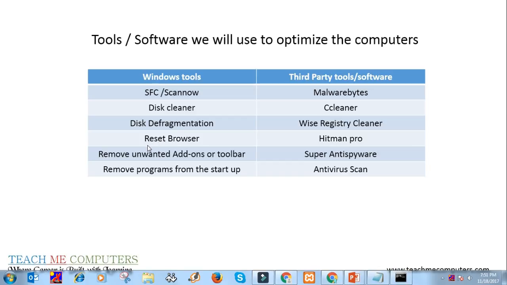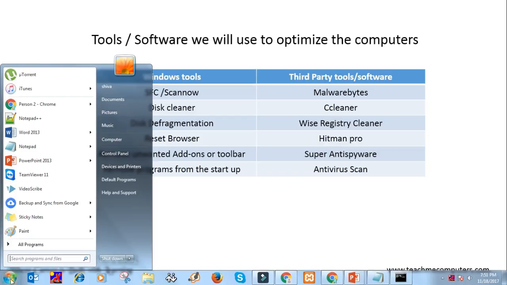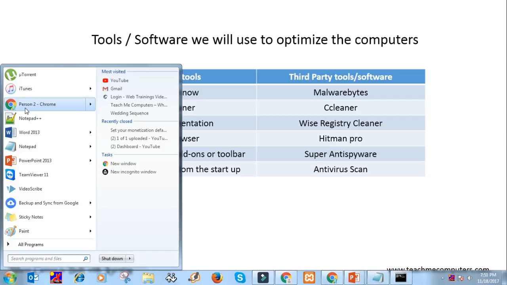The next tool is reset browser. Most of the time when we use the internet, because of toolbars or some cookies and cache, your browser works very slowly and you think there is a problem with your system. So it's not always the system, it can also be a browser issue. It depends on how many browsers you have.